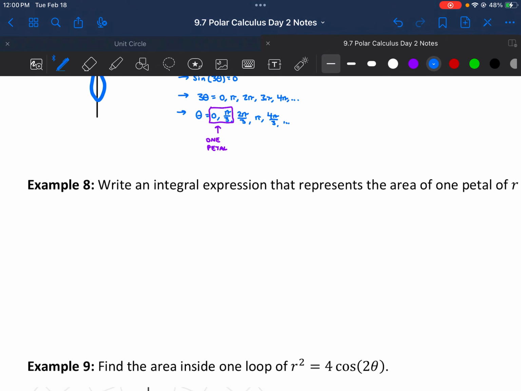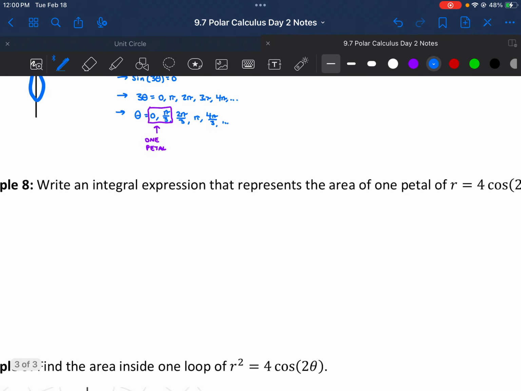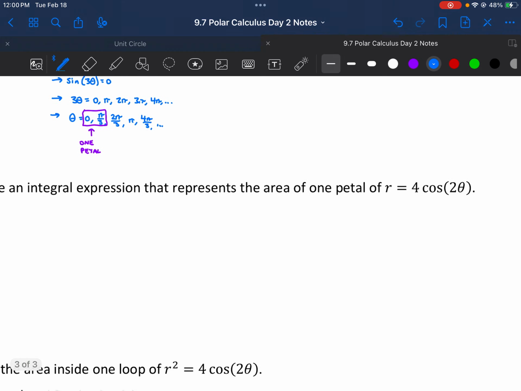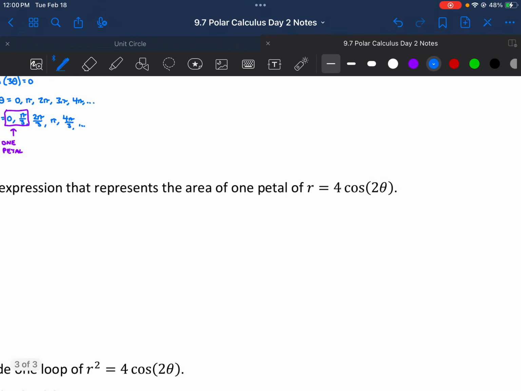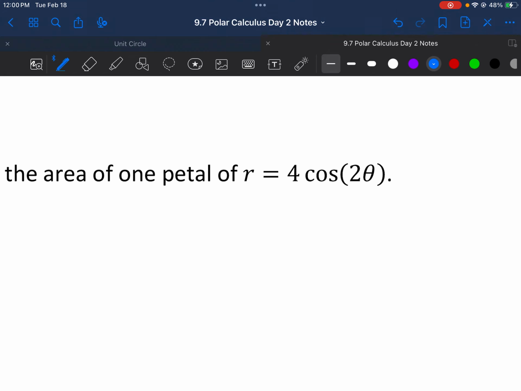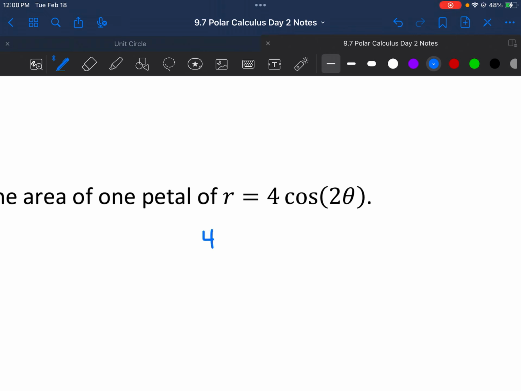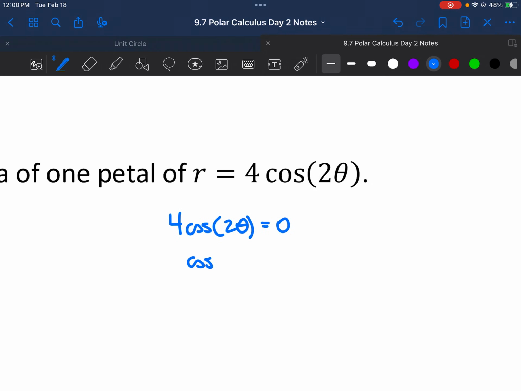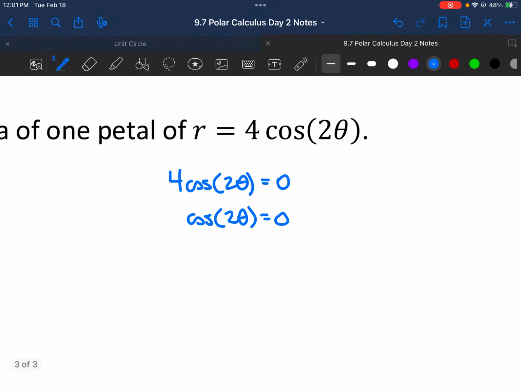All right. Number 8. Not calculator active, but it just says to write an integral expression, so we're not solving. Write an integral expression that represents the area of one petal of r equals 4 cosine of 2 theta. Okay, so same deal. We're looking for the area of a single petal. So let's go ahead and find out where our curve hits the pole. 4 cosine of 2 theta equals 0. This means cosine of 2 theta equals 0. Divide both sides by 4.